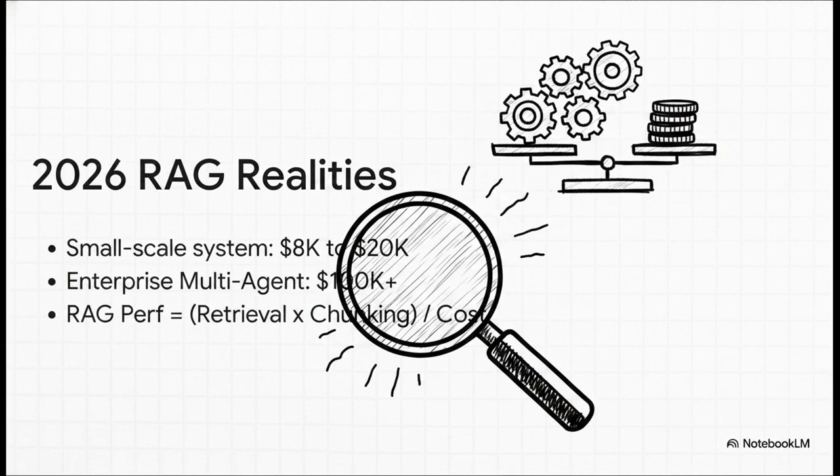And we have to talk about the 2026 pricing realities. A small-scale RAG system for a single focused use case might cost you around $8,000 to $20,000 to spin up. But a full-blown enterprise multi-agent system with full data governance, yeah, that's running anywhere from $100,000 to over $250,000. So the ultimate takeaway for PMs is this little formula. RAG performance equals retrieval quality times chunking strategy divided by cost. Because success is no longer just about picking a smart LLM, it's entirely about optimizing that entire retrieval pipeline.